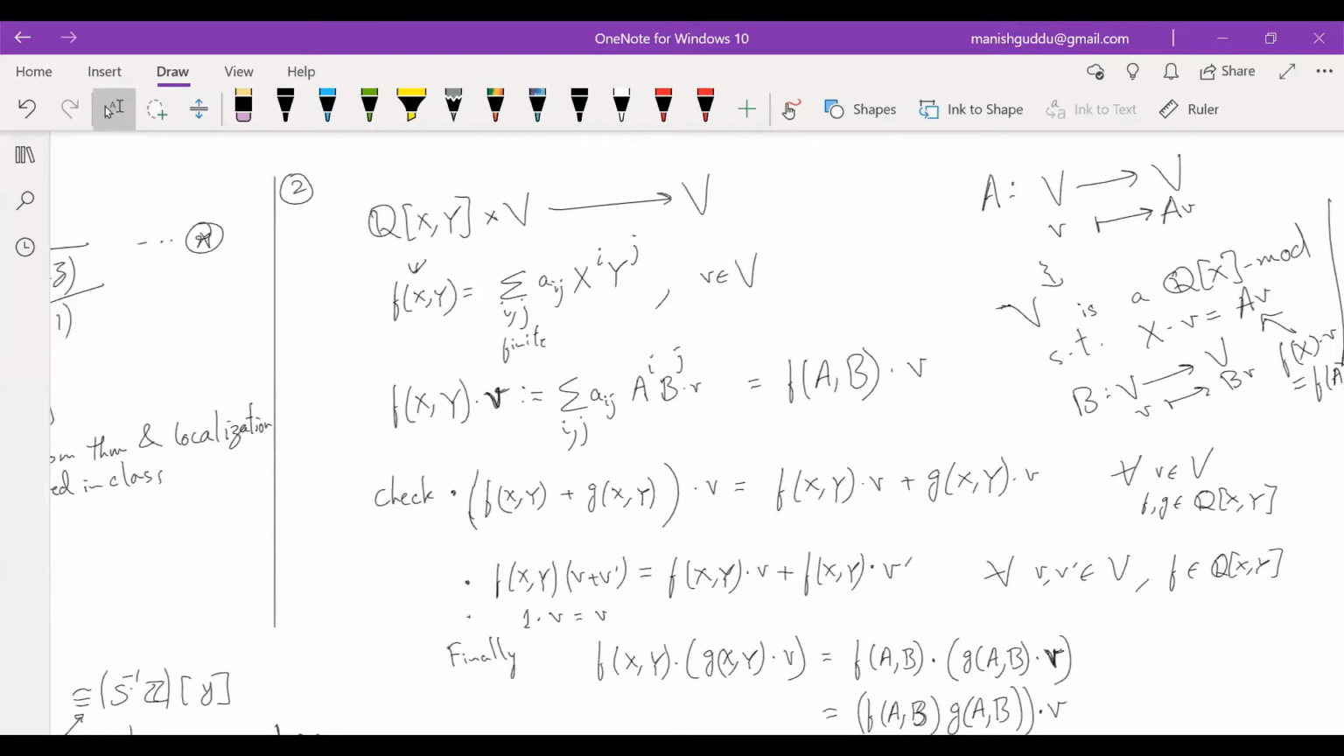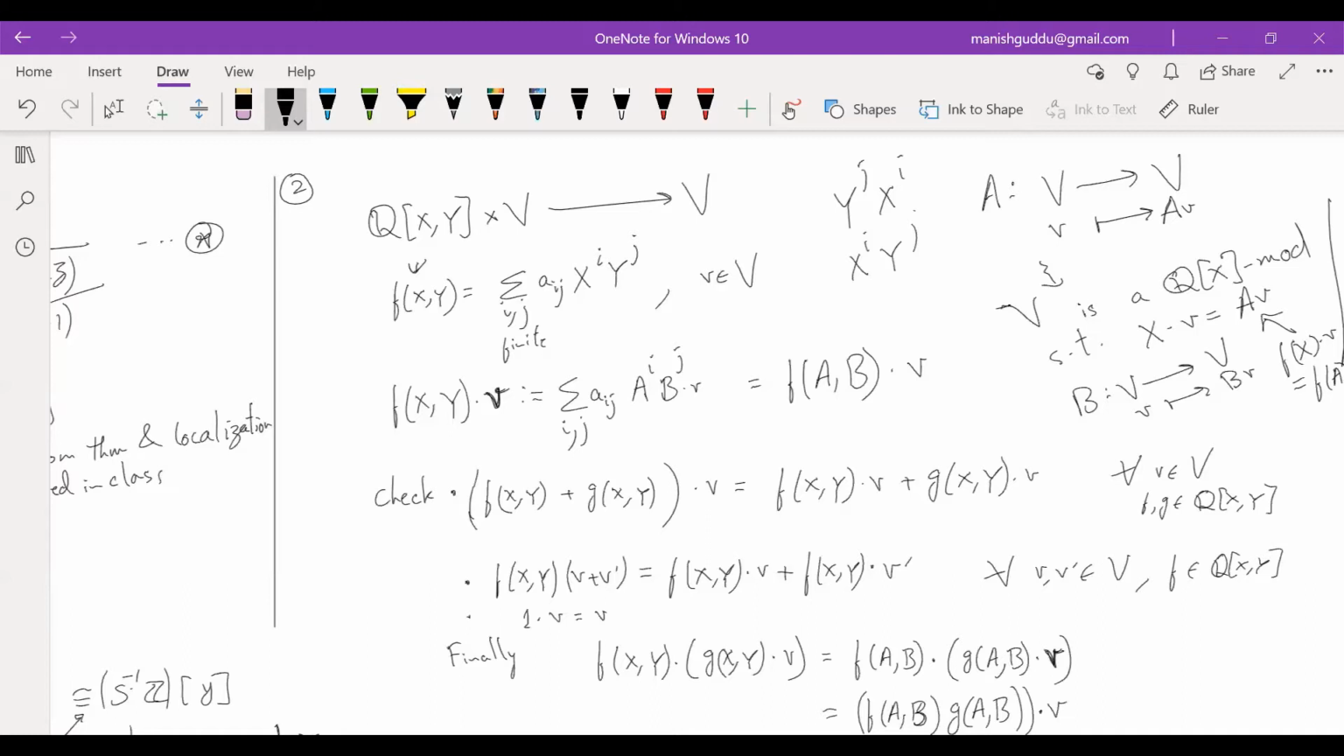Otherwise, if we write y power j times x power i, then it will be B power j times A power i, and it will not be equal. But y power j times x power i, you can write it as x power i times y power j. So yes, that's what I'm saying. Any polynomial you can uniquely write this way, and that's why it's important to define it properly, what the map is. So we define the product as A power i times B power j only.